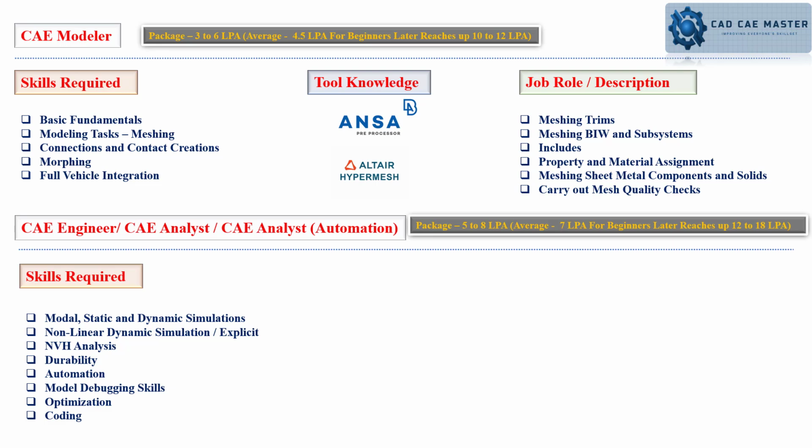NVH, durability, and the optimization. You don't need to know all these domains because it's hard for a person to learn all these domains and incorporate. You can be an expert in NVH or durability or the optimization. But finally, if you would like to become an automation engineer in CAE, you should know Python coding. And a very important thing is you should know how to debug the errors in the model.